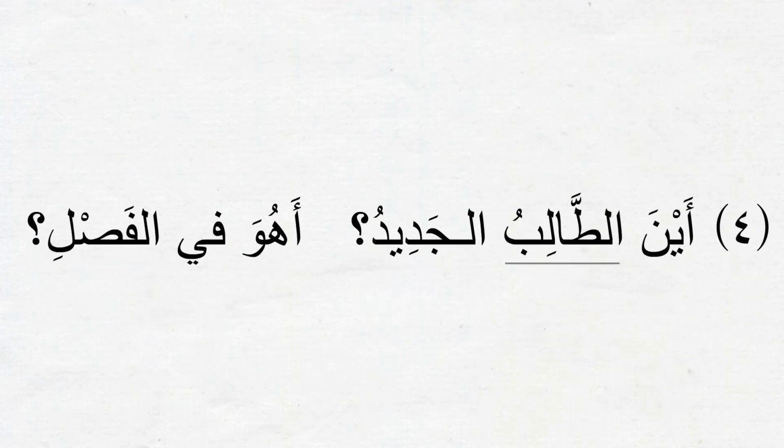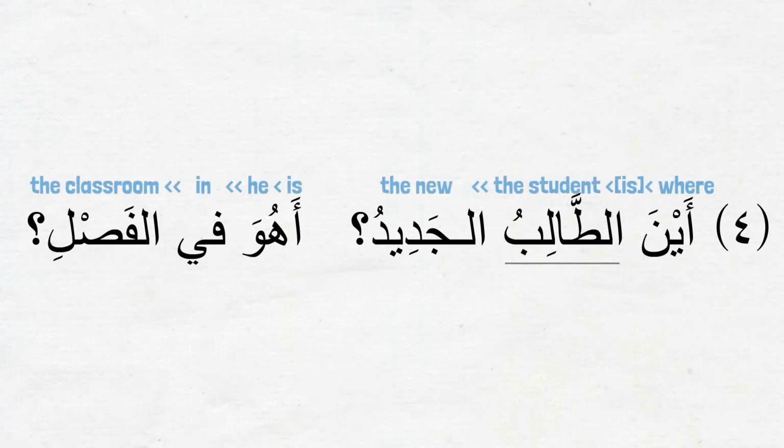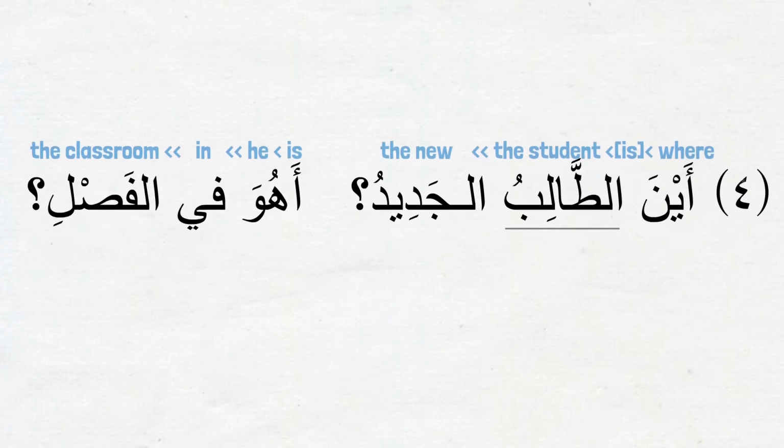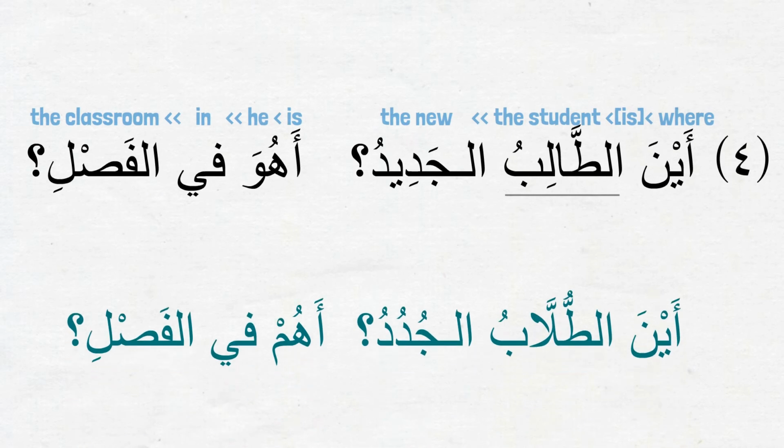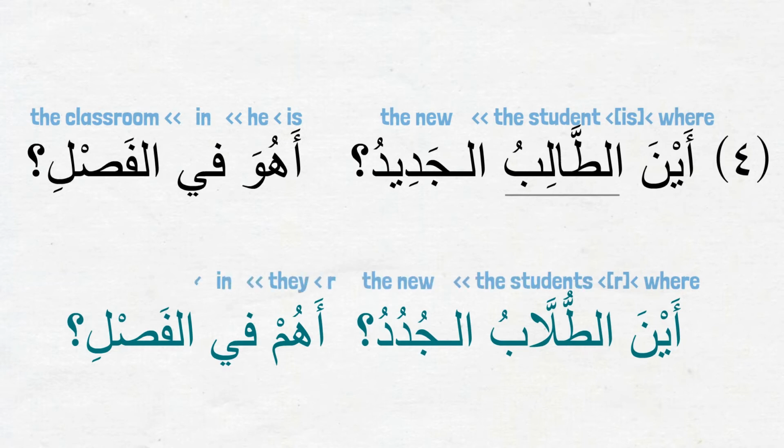The first question of part 4 is also similar in structure. أين الطالب الجديد؟ أهو في الفصل؟ Where is the new student? Is he in the classroom? The plural form of the man'ut and the naat الطالب الجديد will be الطلاب الجدد. So our new question should be أين الطلاب الجدد؟ أهم في الفصل؟ Where are the new students? Are they in the classroom?